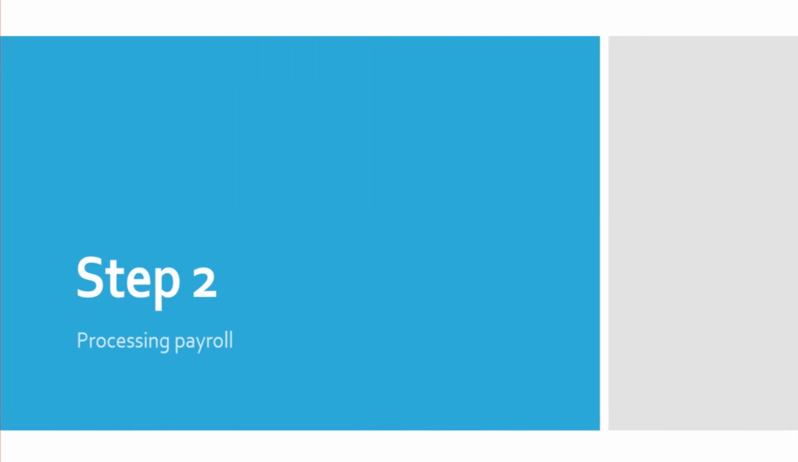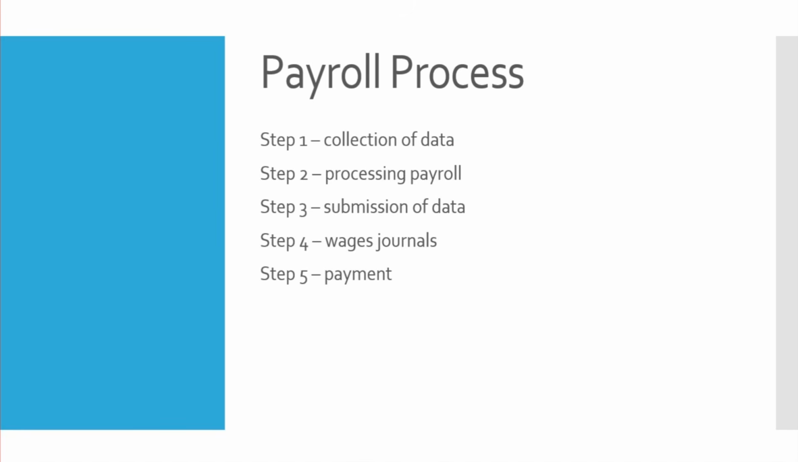So we go back to the process here. We have step 1, you collect the data. Step 2, you enter that data into the payroll software. Step 3, you submit that data to the governing body. Step 4, you do the wages journals to reflect what's happened into the financial accounts. Step 5, you make payment to the employee and the governing bodies.